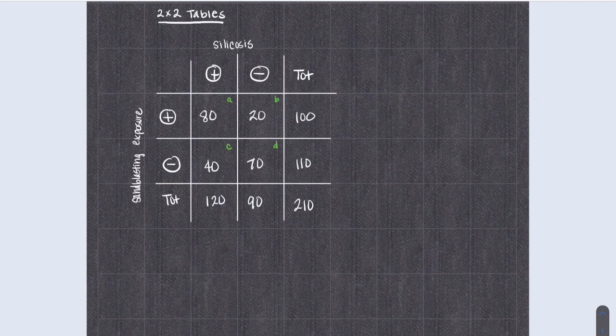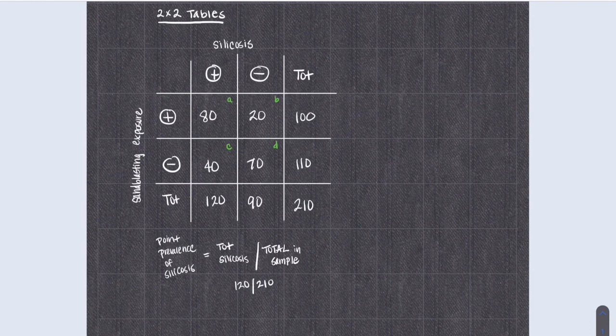So let's first look at our point prevalence of silicosis itself. If I'm going to look at the point prevalence, I don't care about what I'm exposed to. I just want to know the total people with silicosis compared with the total people in the study or in the sample. So our point prevalence of our silicosis is going to be the total with silicosis divided by our total in our sample. So for us, that gives us 120 over 210. Okay.